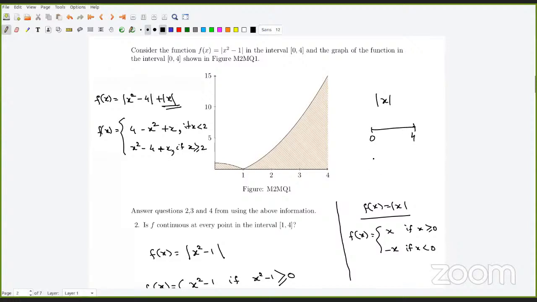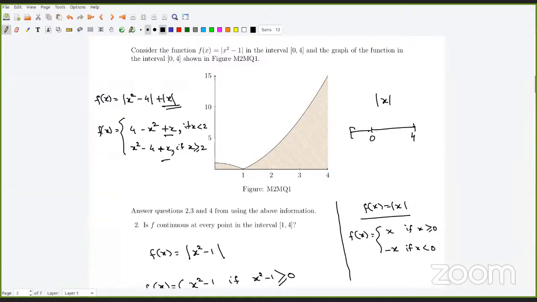It will be x itself. That's what I have written. But if we consider some interval where negative values are also there, then this mod x will play some role, then we should write minus x, if we are considering, suppose, minus 2 to 0.